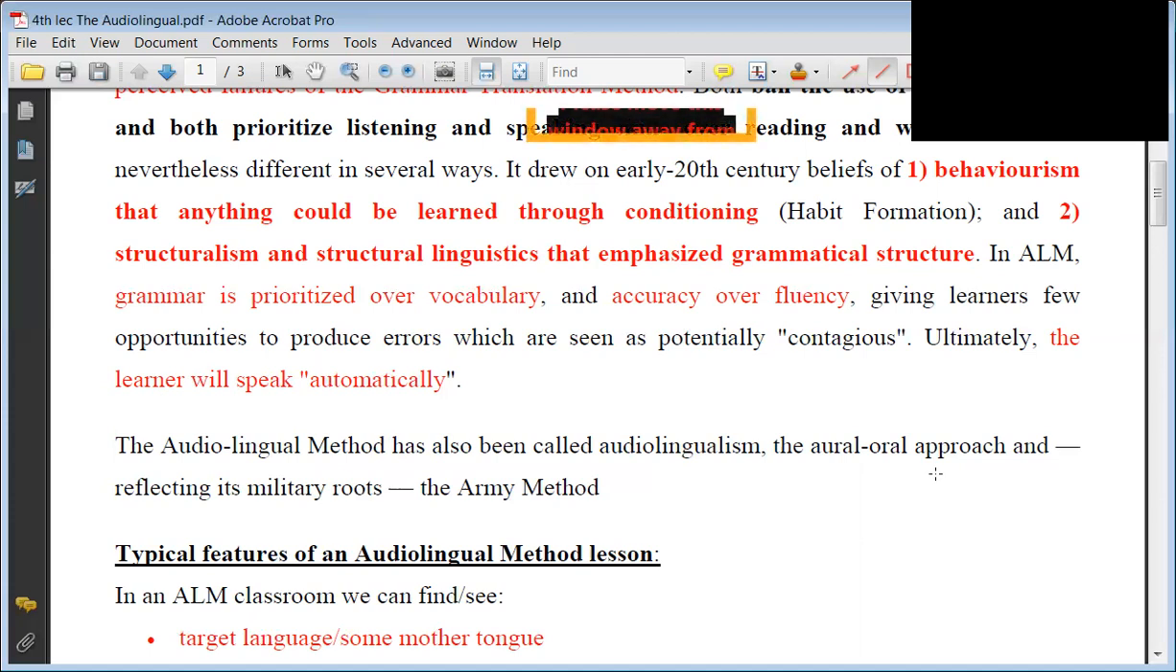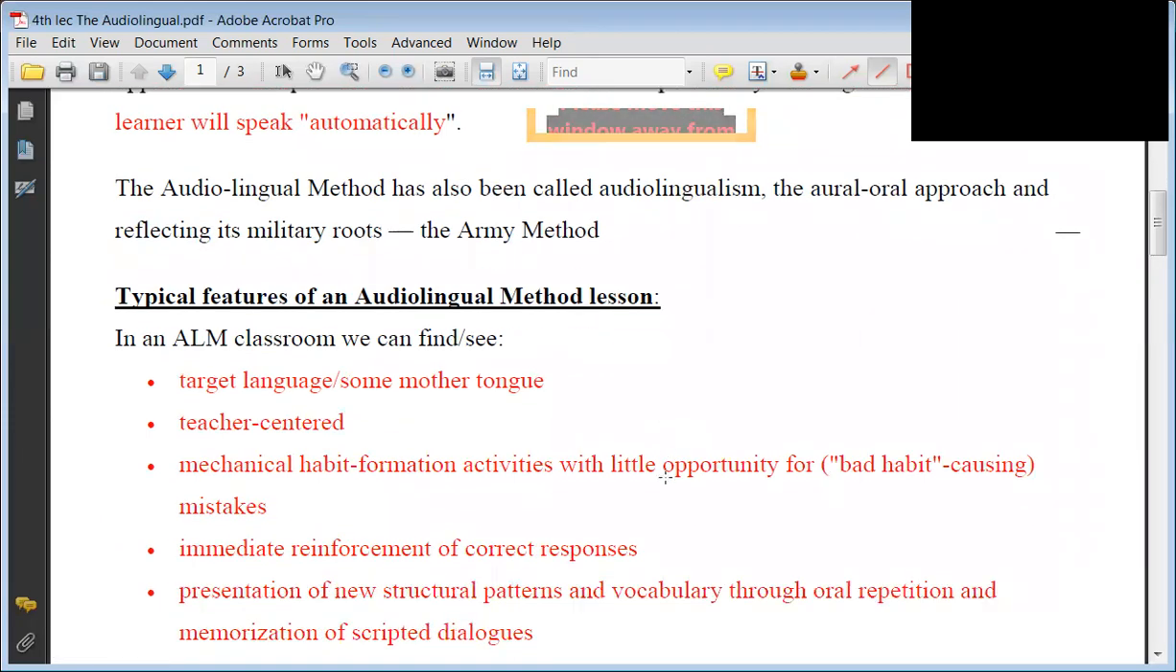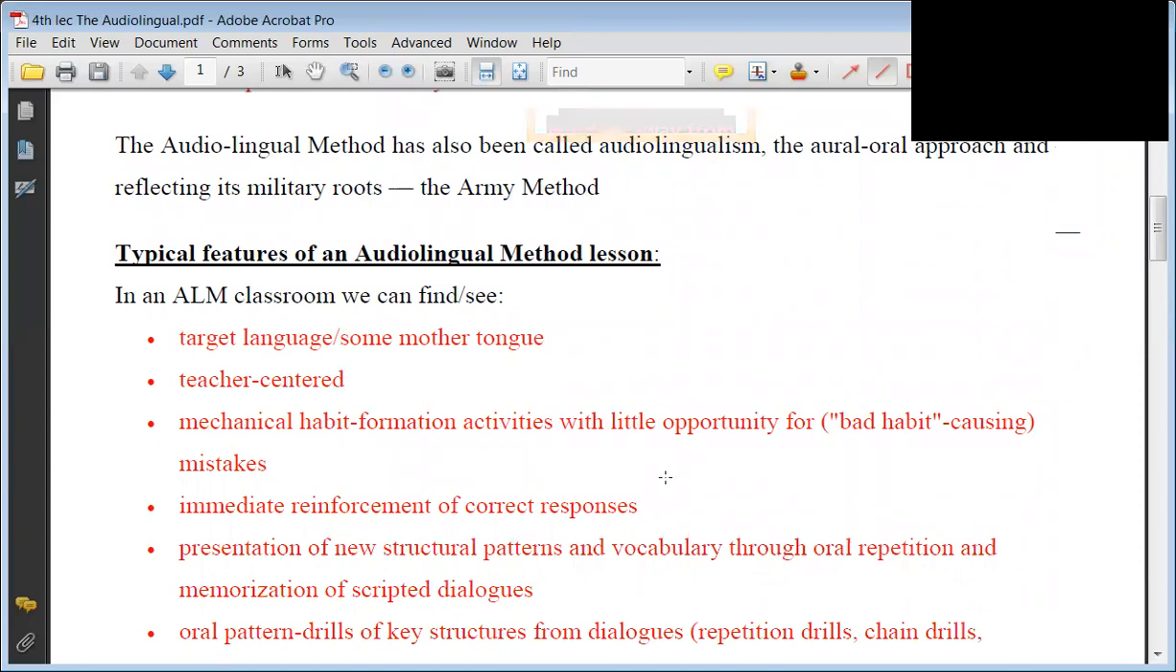It is also called the army method, as I've told you before, because it is intended to teach a great number of soldiers who were situated in different parts of the world. So the typical features of an audiolingual method lesson, when we view a lesson conducted in this method, we can see these things. For example, target language, some mother language. So it means that the mother language is allowed, but not too much. Just when it is necessary, they use the mother tongue to explain the meaning of, for example, some difficult words, okay?